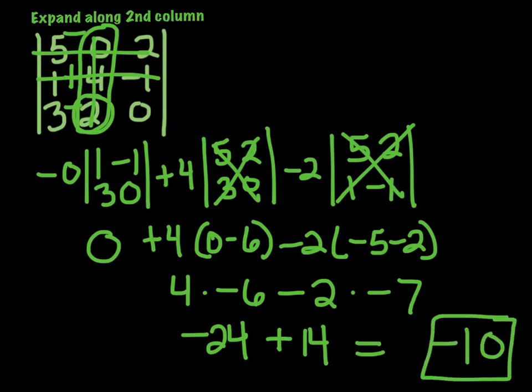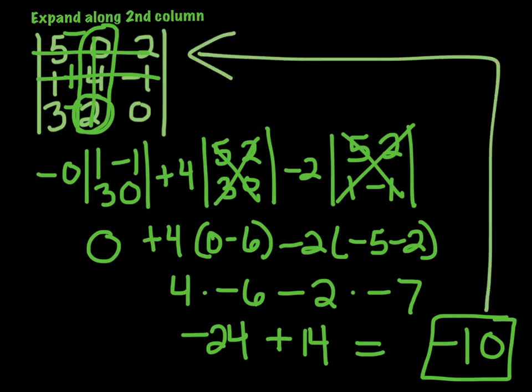Why is this the same as the one we just did? Because it's the same matrix as the one we just did. So the determinant is the same thing no matter what method you use. The determinant of this matrix is one number. It's negative 10.